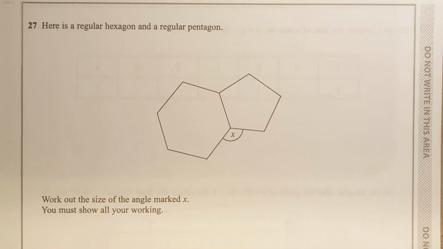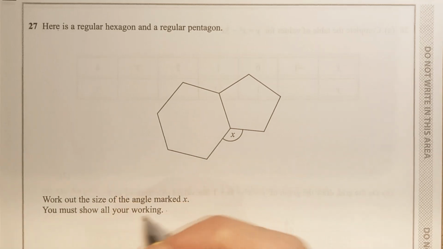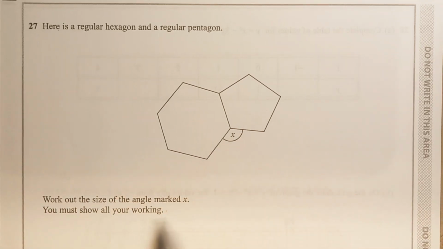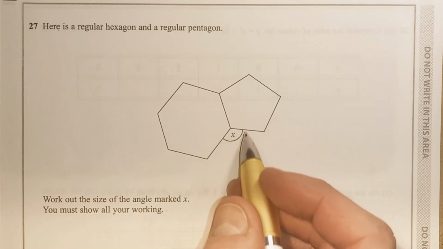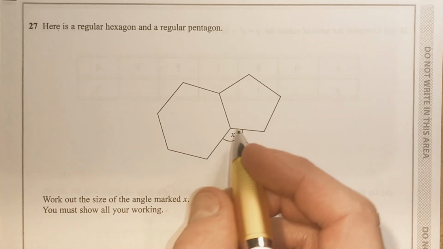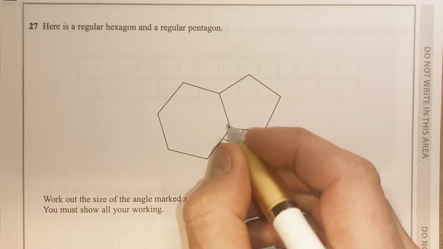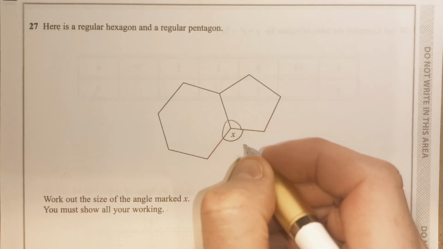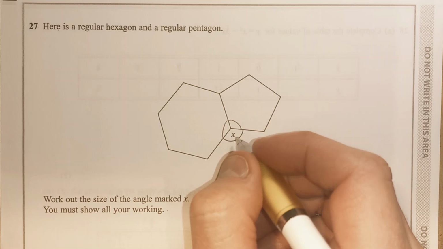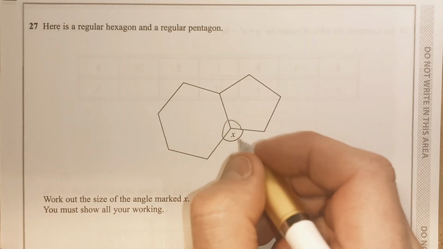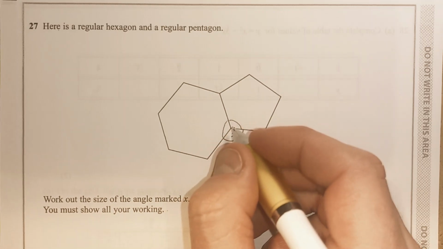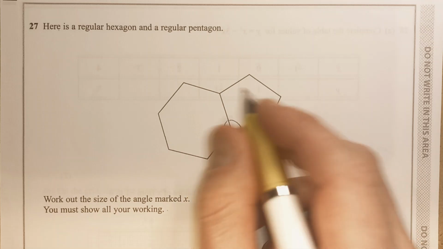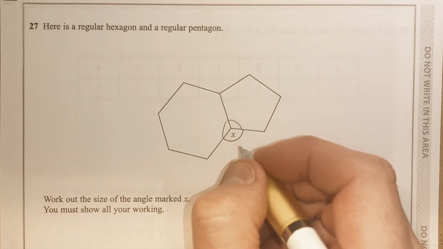Question 27. Here is a regular hexagon and a regular pentagon. Work out the size of the angle marked X. You must show all your working. So here's X here. So what we want to do really is, if we can work out the size of this angle and this angle, we can use that and the fact that the total number of degrees around a point are 360 degrees. So we can add those together, take them away from 360 and find out X.